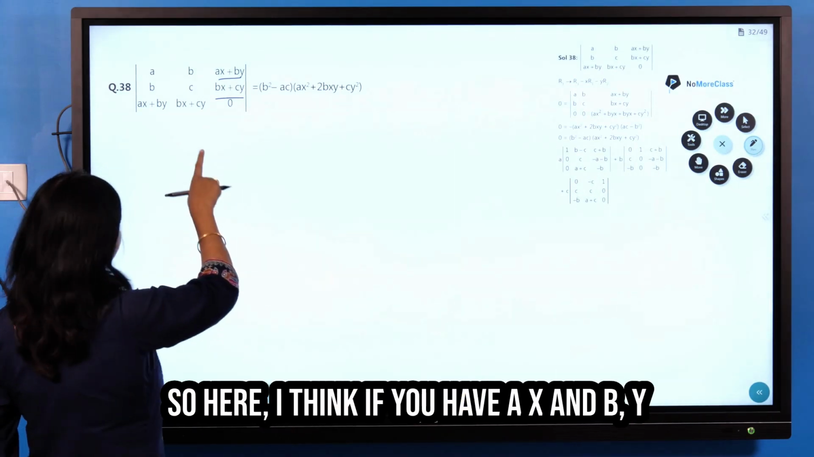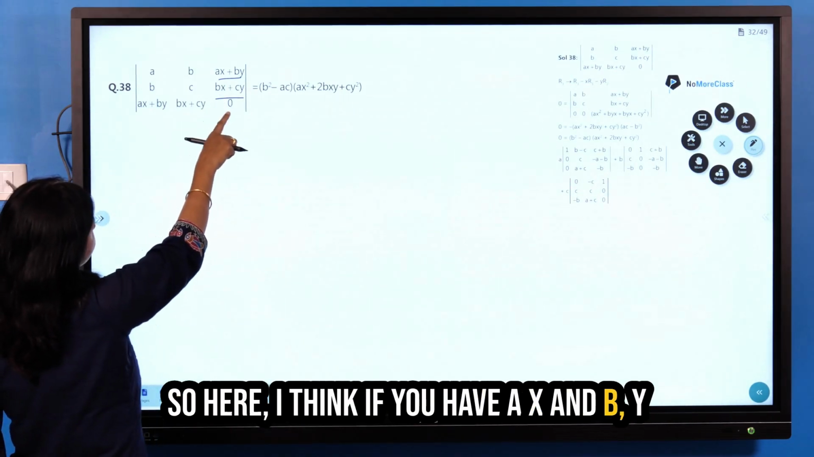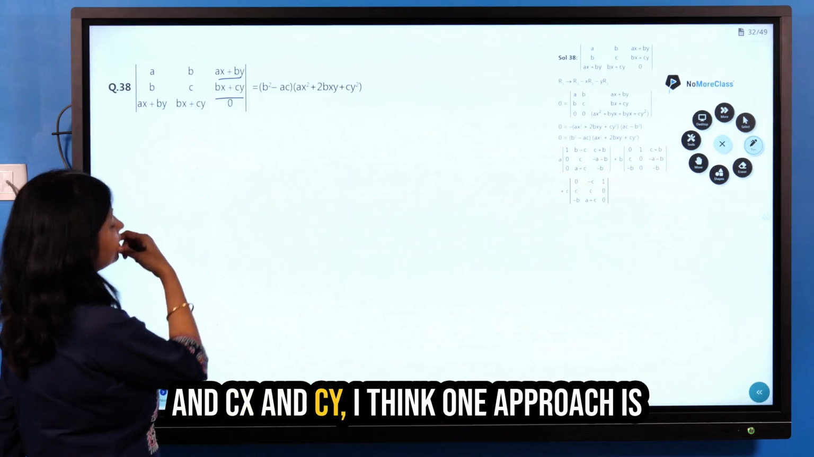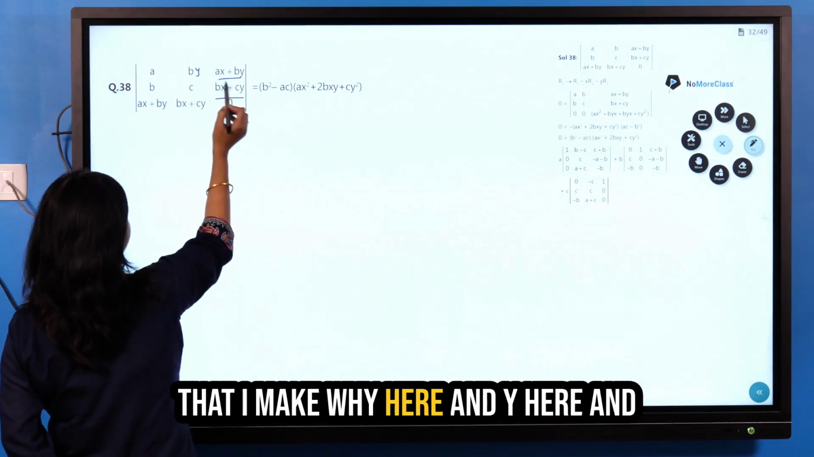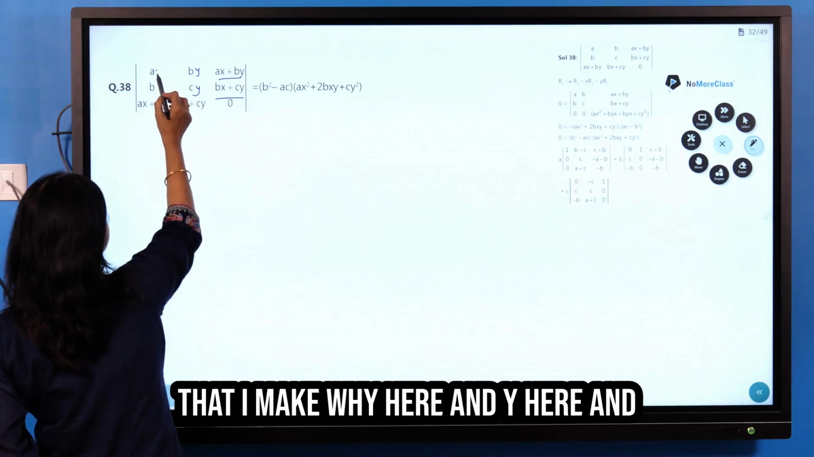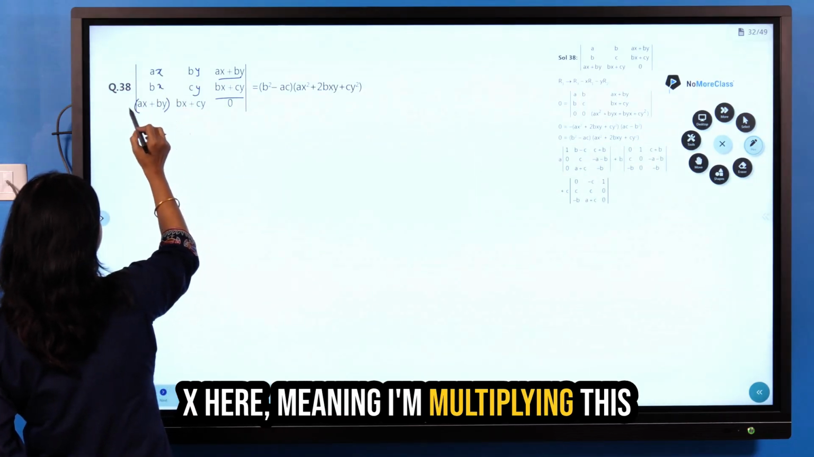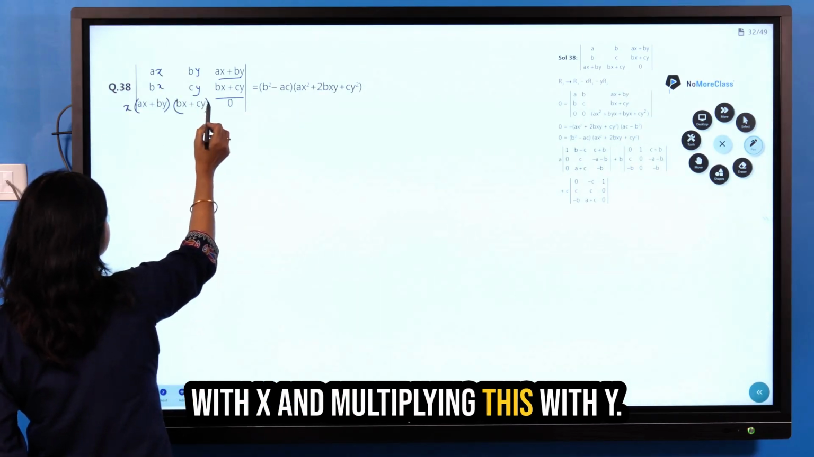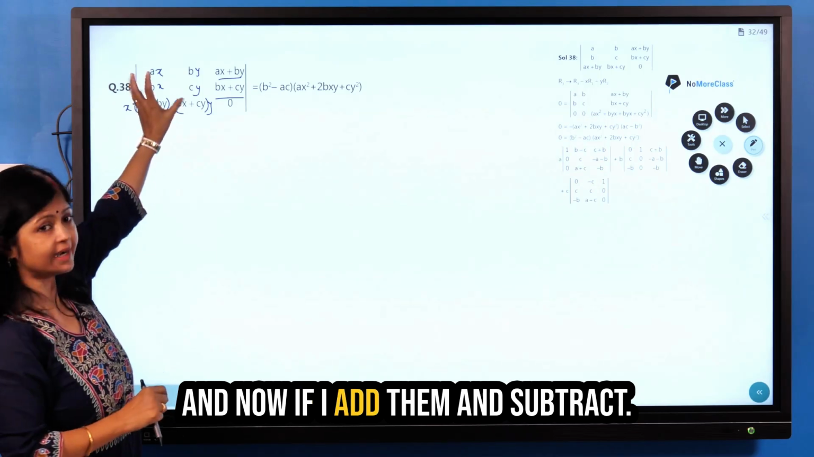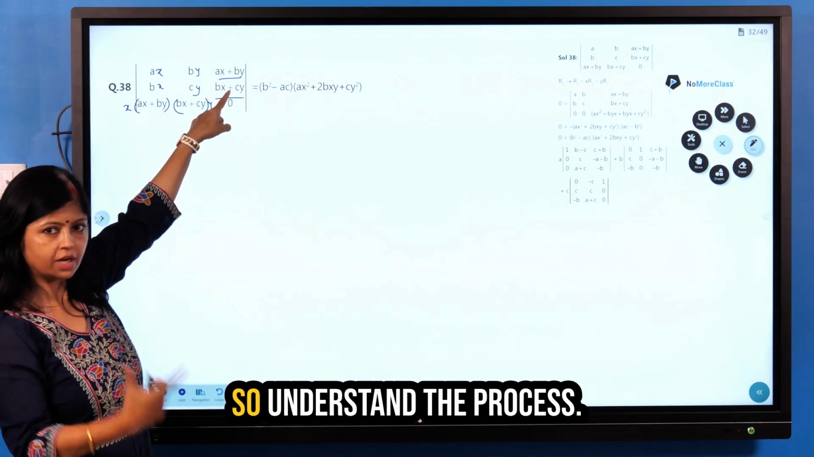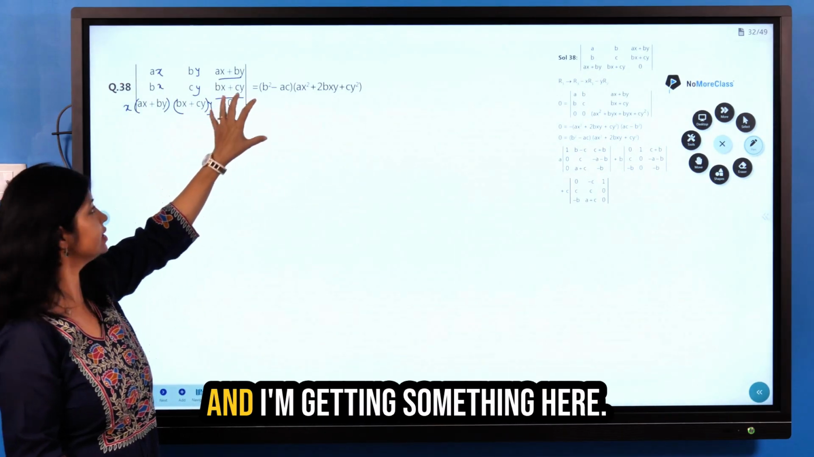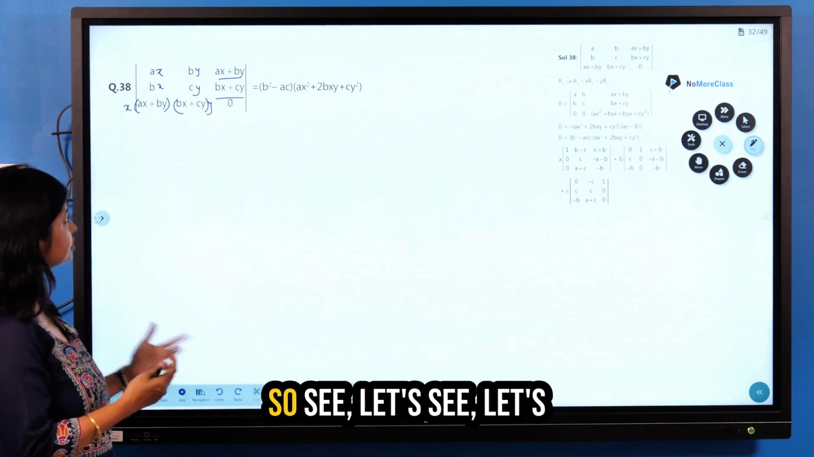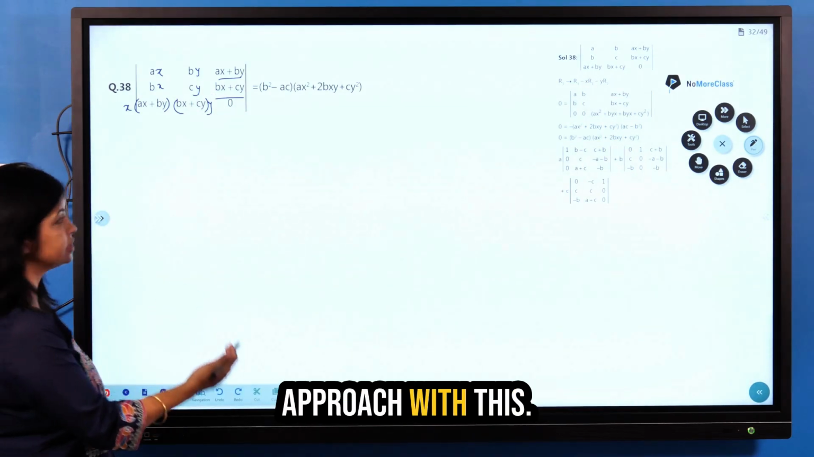So here, if we have AX and BY and BX and CY, I think one approach is that I make Y here and Y here and X here, meaning I'm multiplying this with X and multiplying this with Y. And now if I add them and subtract, so understand the process. If I am adding this and subtracting, I'm going to get zeros here and I'm getting something here. So let's approach with this.